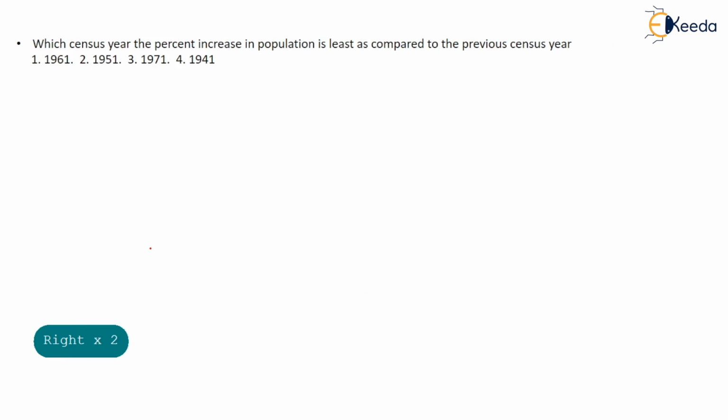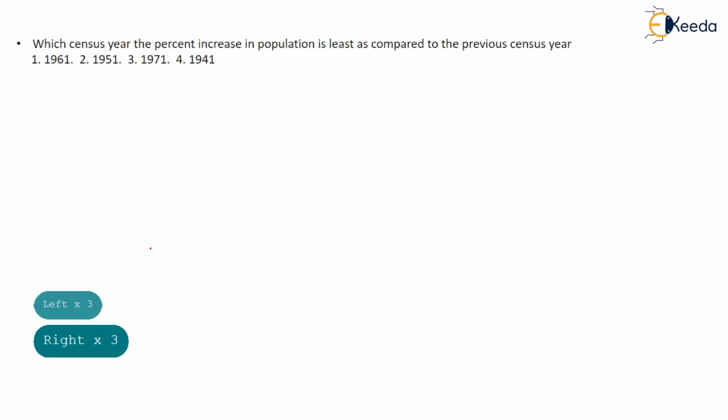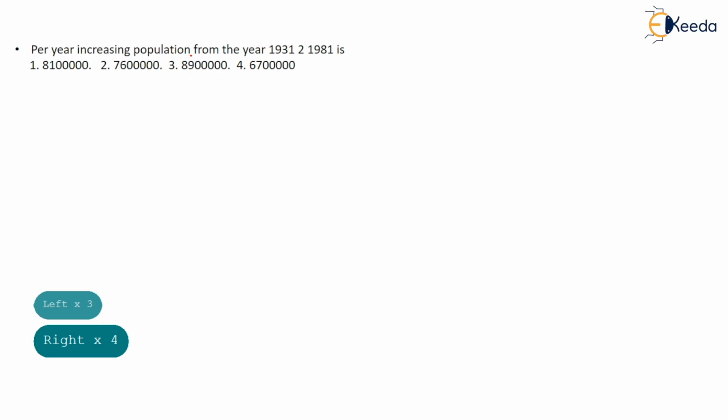Which year is the percentage increase in population least as compared to the previous? So 1941 is the year where the percentage increase is least as compared to the previous. 1941 should be your answer. Next question. Per year increasing population from 1931 to 1981 is... So you have to see per year population increase.